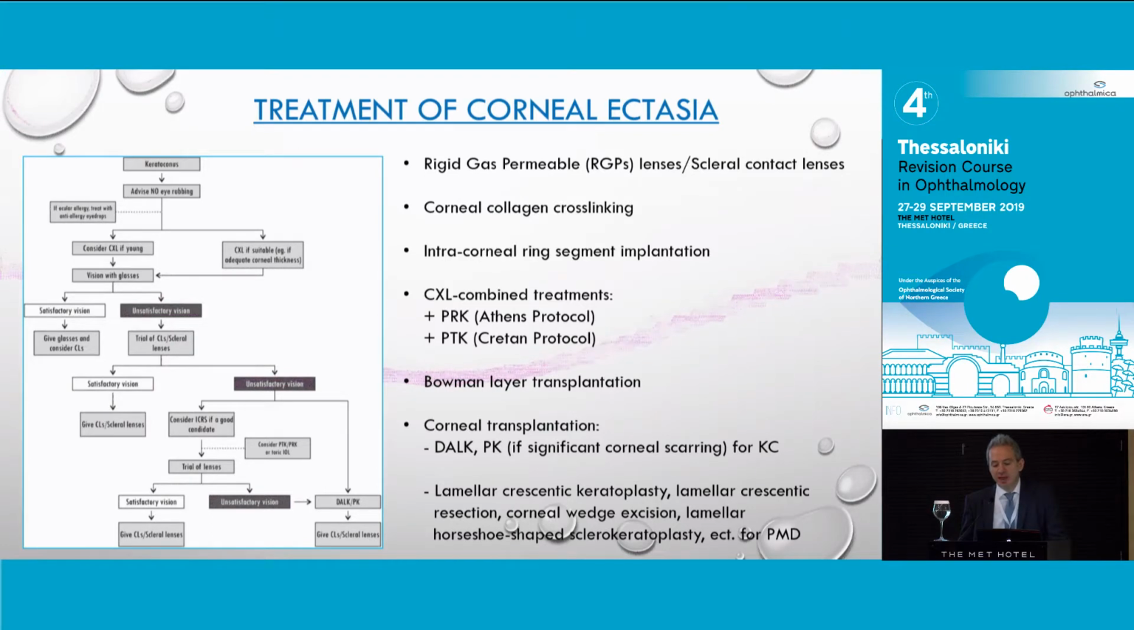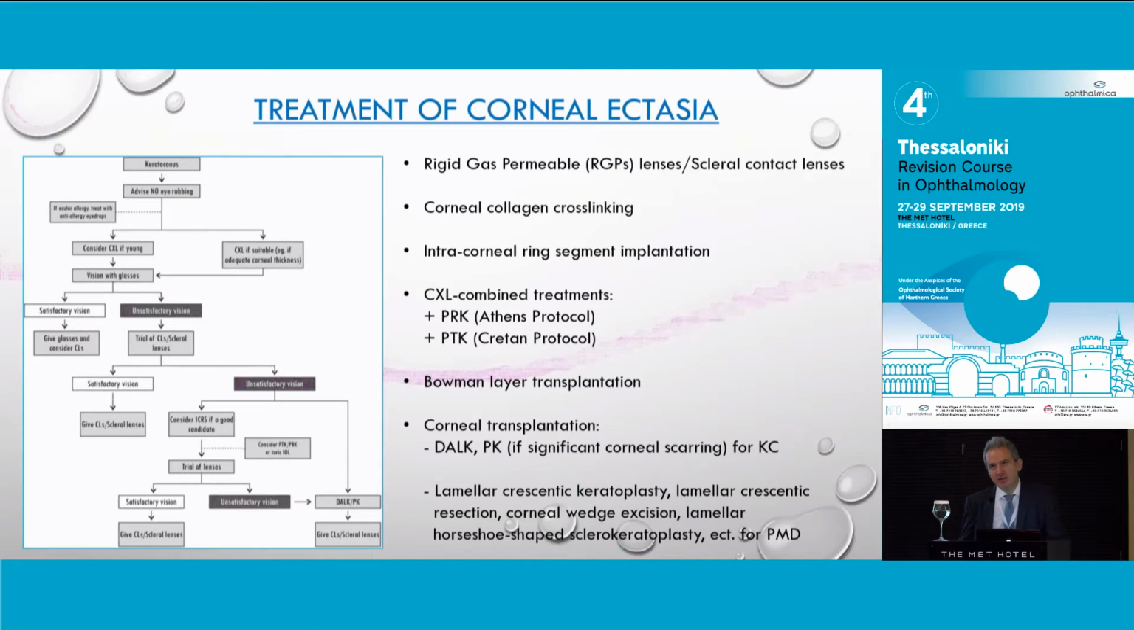So if the ectasia is stable, then we have to see how we can improve the vision of the patient. If the ectasia is progressive, we should perform cross-linking to stop the progression of the disease. The only way you have today to stop the progression of corneal ectasia is cross-linking.